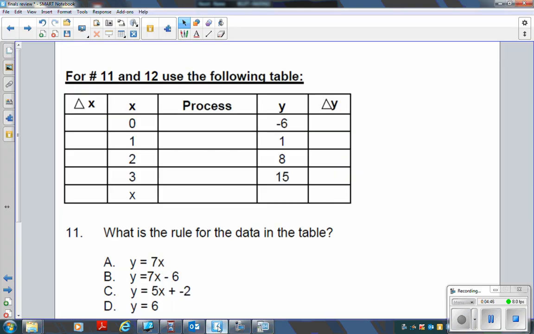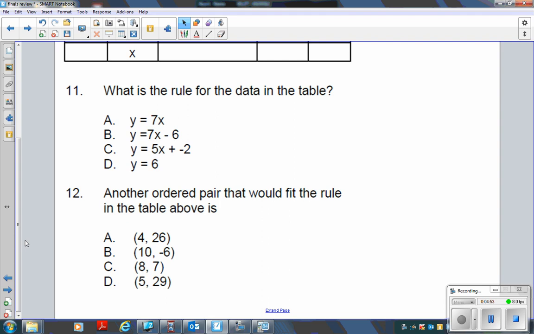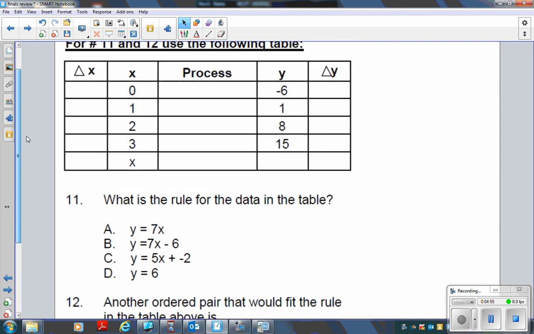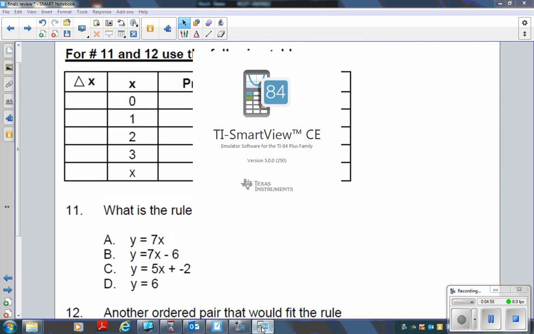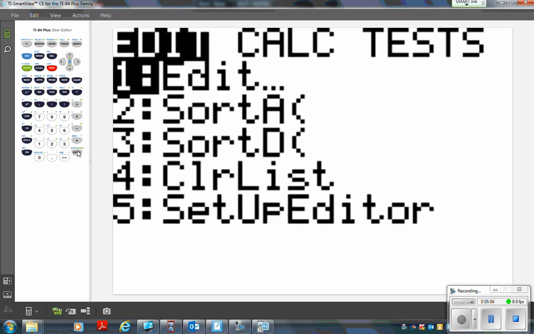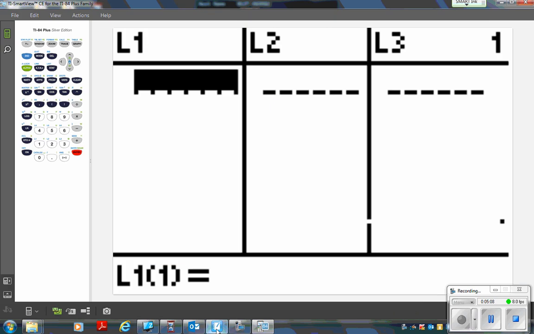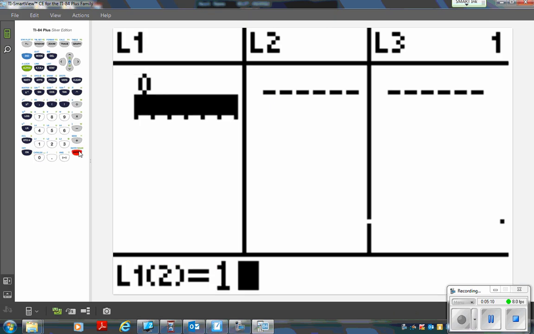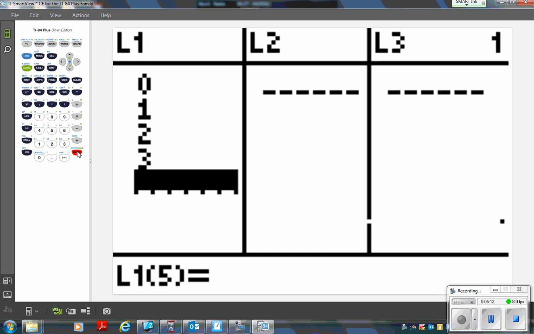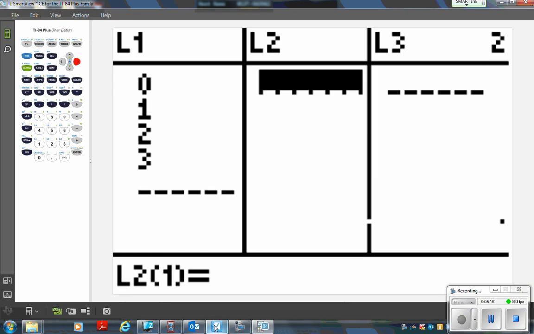Whenever you use the calculator, if you have a table, make sure to use the stat function on the calculator. And then that would answer both of the questions right here. So we're going to take out the calculator and plug in some of these numbers. So you go to stat, enter. And then the numbers were 0 to 3. And on the right-hand side is -6, 1, 8.